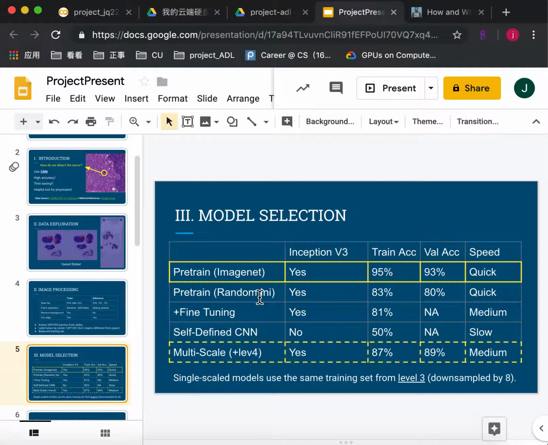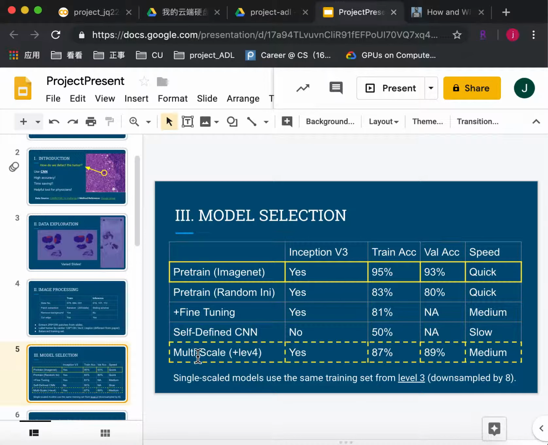Then I also tried initializing with random input, and it has a lower training and validation accuracy, but still reasonable. Then I added fine-tuning to the Inception V3, and it has a lower training accuracy and the speed is slower. I also tried a self-defined CNN, so it is not Inception V3, and it's super slow, and it ate all my Colab memory, so it's a bad idea.